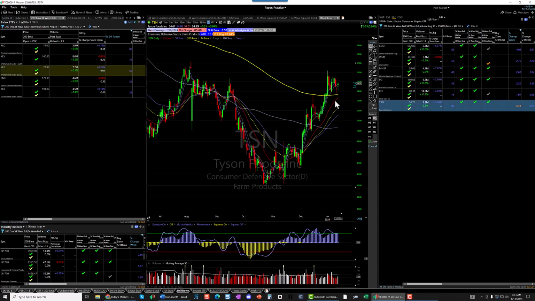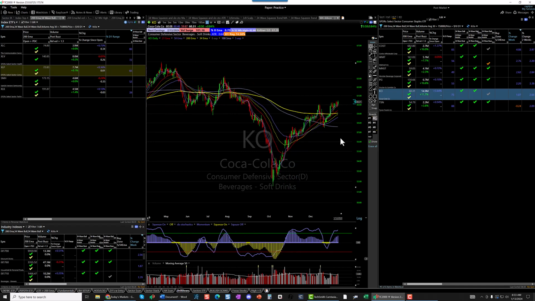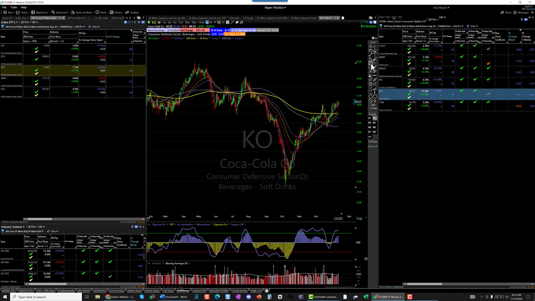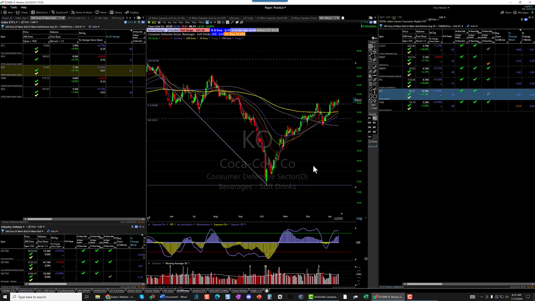So here you have Tyson Foods and Coca-Cola. And out of the price structure here, looking at the last high to the last low, is there an opportunity here? And for me, 50% right here, when I draw a Fibonacci line in 61.8, then I'll get rid of my Fibonacci.